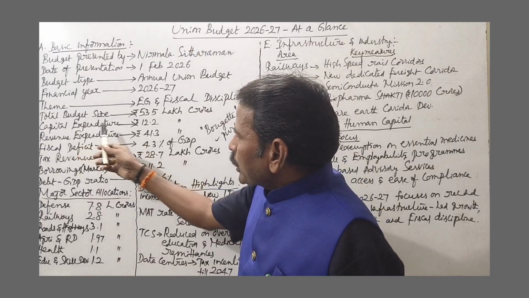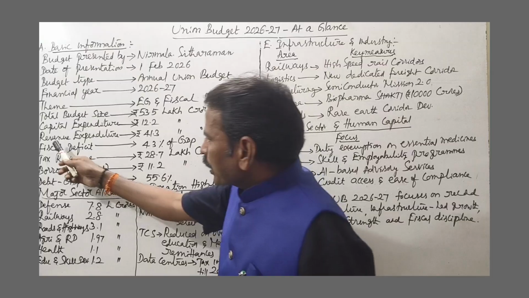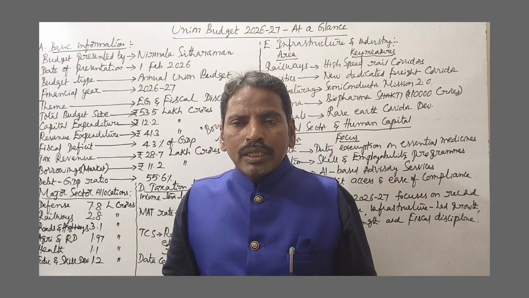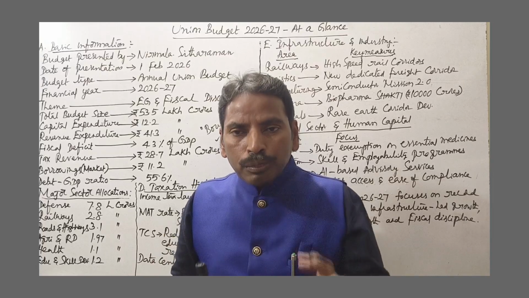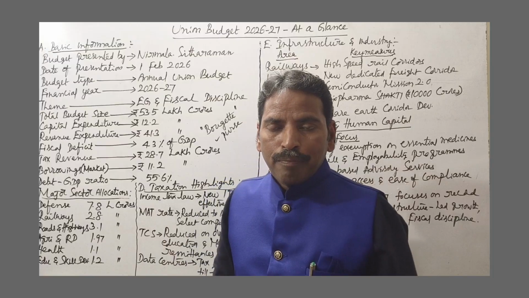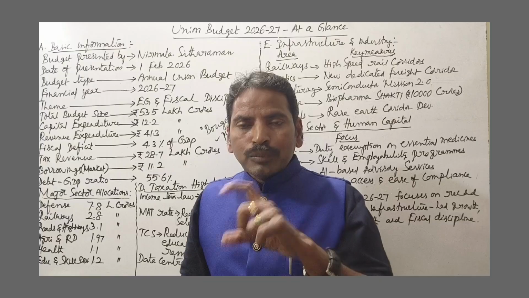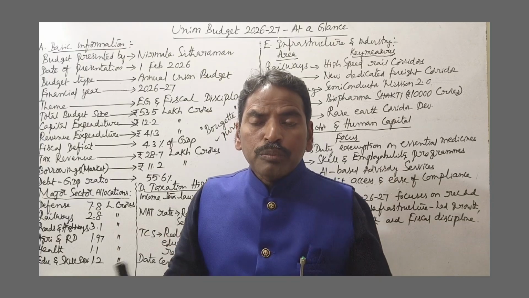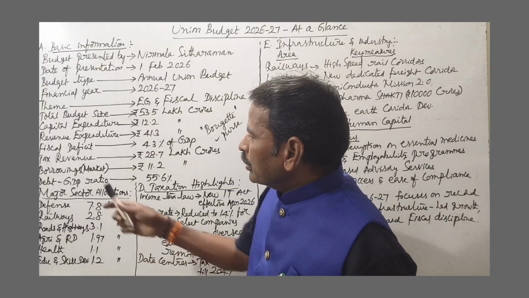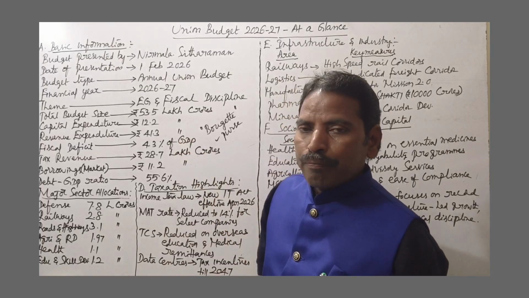Capital expenditure is 12.2 lakh crores. Next, revenue expenditure. Revenue expenditure means expenditure on day-to-day operations and maintenance, which does not create any capital assets. That means expenditure on salaries, subsidies, pensions, interest payments, and routine administrative services. That is called revenue expenditure. It is 41.3 lakh crores.